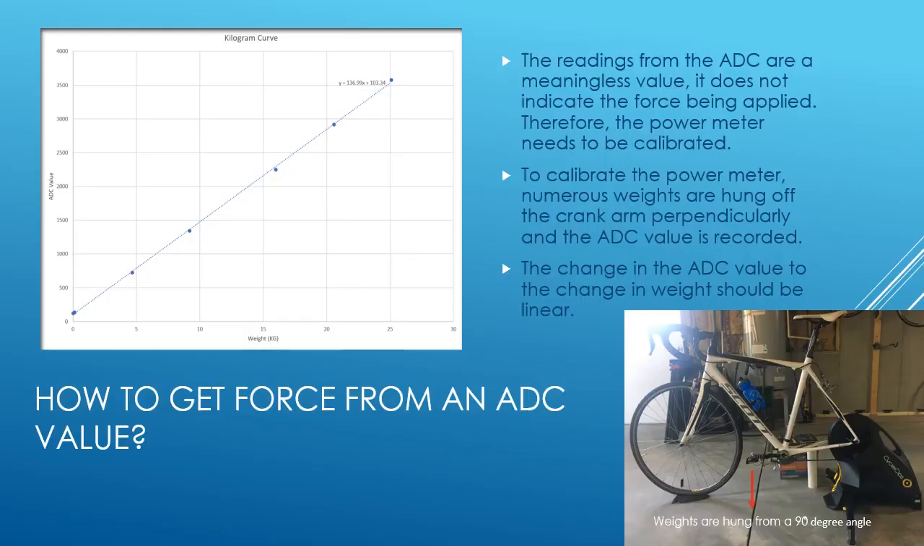The readings from the ADC are a meaningless value. It does not indicate the force being applied. Therefore, the power meter needs to be calibrated. To calibrate the power meter, numerous weights are hung off the crank arm perpendicularly and the ADC value is recorded. The changes in the ADC value to the change in the weight should be linear.